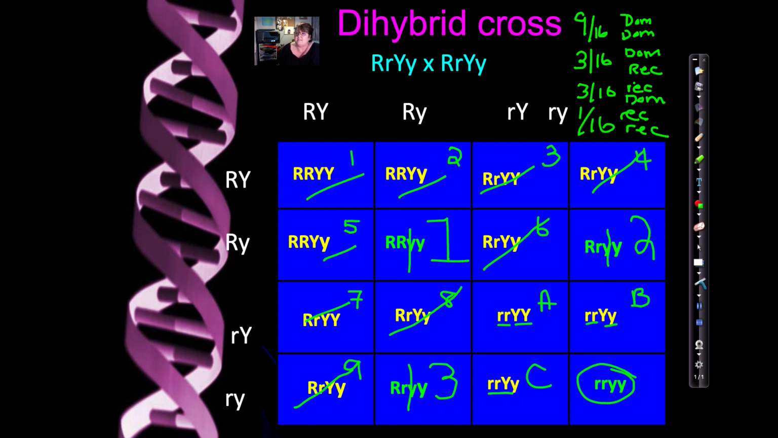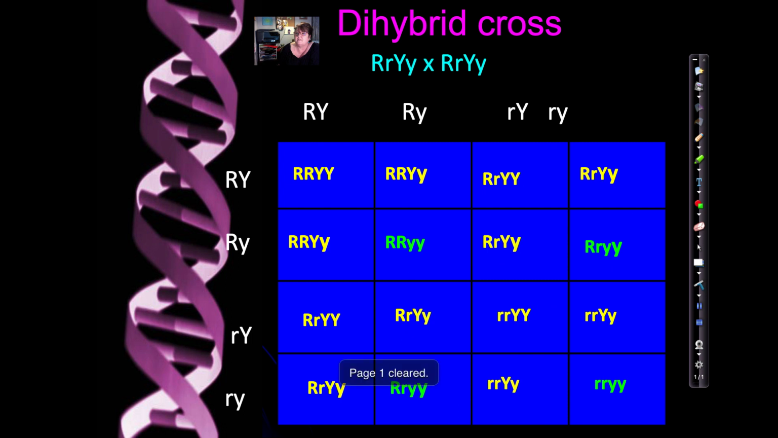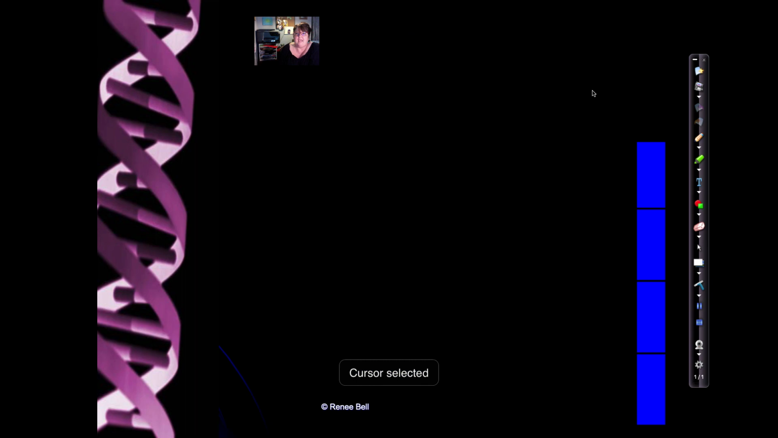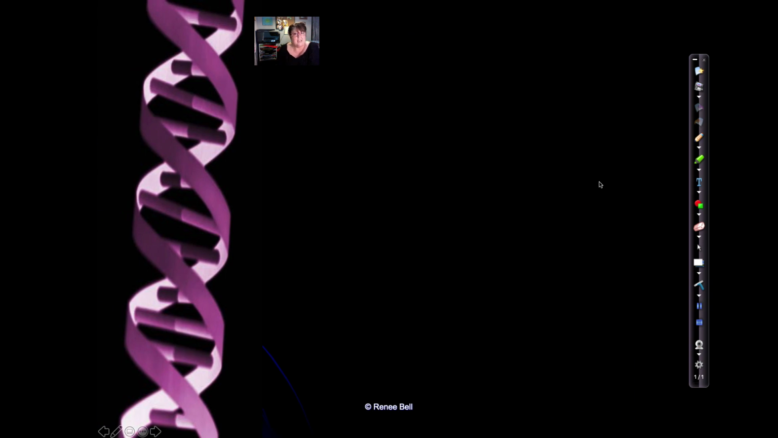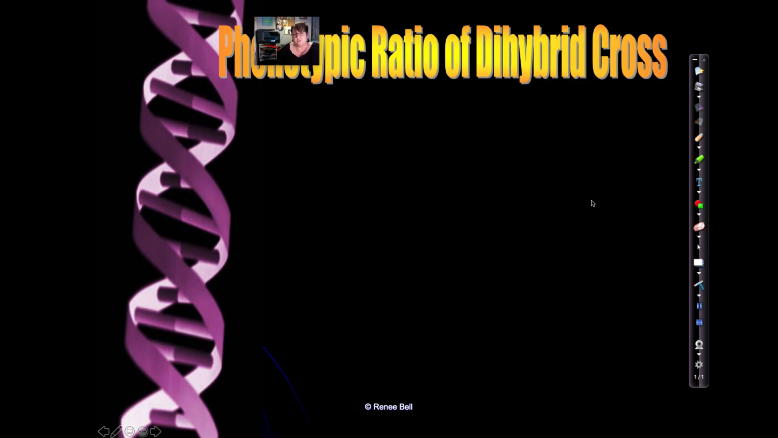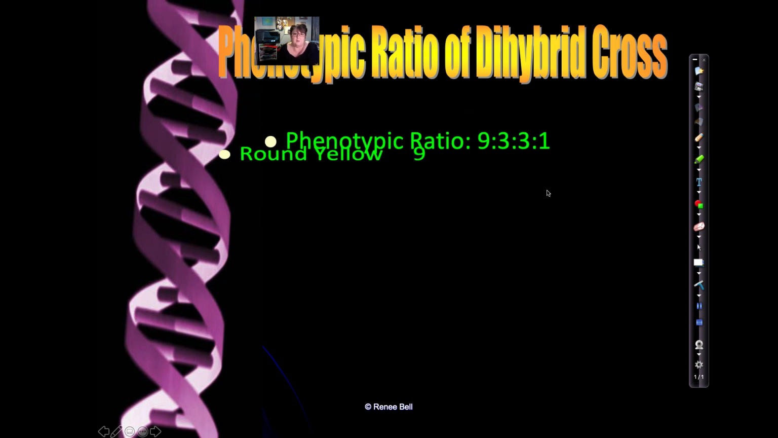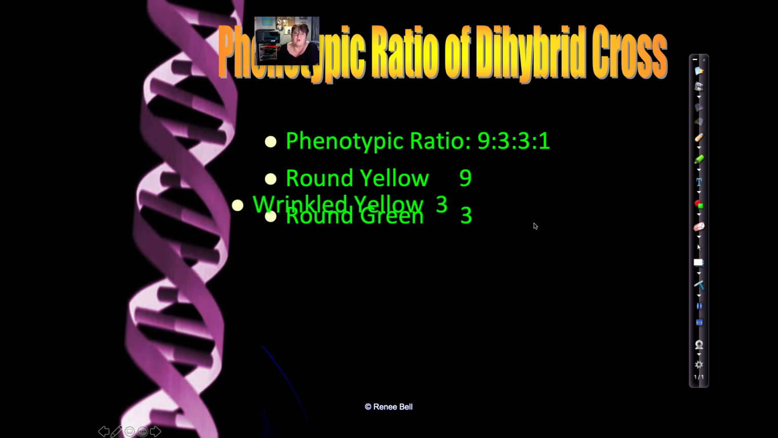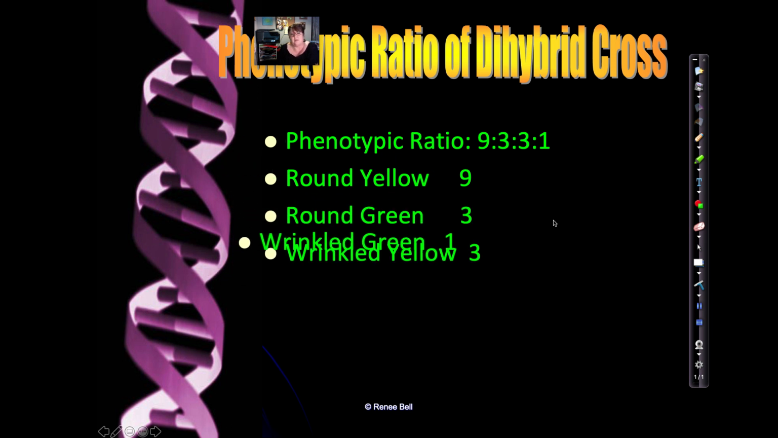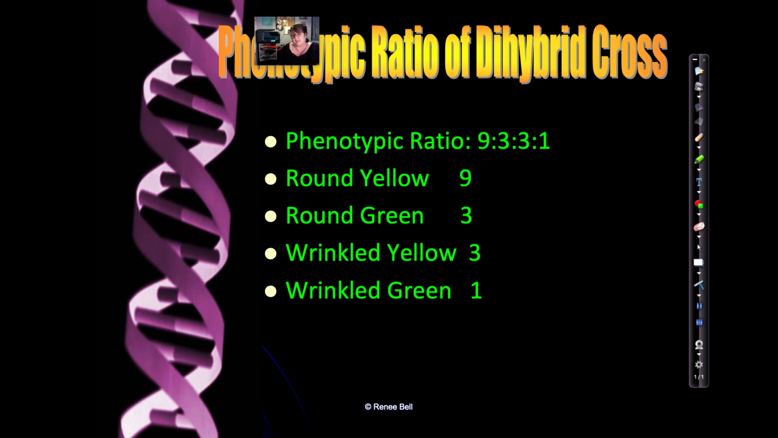And it's really easy. It's always the same. Here, let me erase these. Okay, it's always the same. And it is going to be what we call a 9:3:3:1 ratio. So the phenotypic ratio of a dihybrid cross is 9:3:3:1. So 9/16 of them are round and yellow. 3 are round and green, wrinkled and yellow are 3, and wrinkled and green are 1. So 9:3:3:1 ratio.